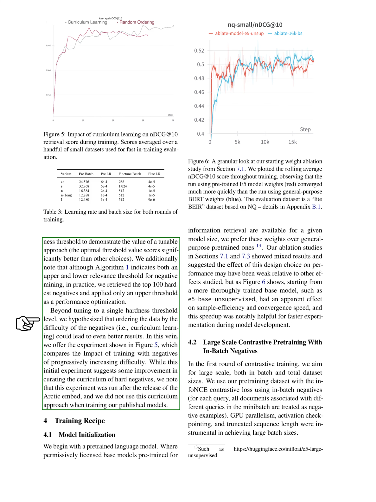Through experimentation, we determined that using an upper threshold was more effective than a specific rank, as it accounted for variations in query difficulty. Additionally, we explored the impact of ordering data by the difficulty of negatives, known as curriculum learning, which showed promising results in improving model performance. Although we did not use this approach in training our published models, it demonstrated potential for enhancing the learning process.